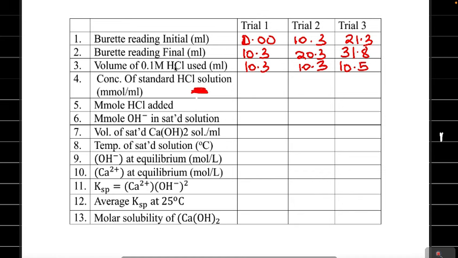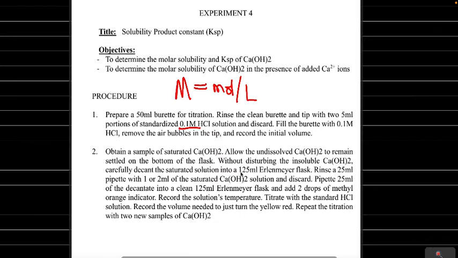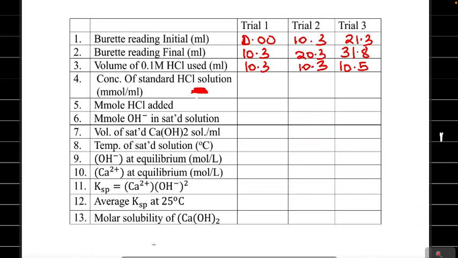Remember, the HCl is what is inside your burette. Don't forget that. The 25 ml of calcium hydroxide is inside your flask. Now, recall that the main purpose of titration is to determine the concentration of one of the reagents. The two reagents we're making use of in this experiment are HCl and calcium hydroxide. The concentration of HCl is known to be 0.1 from here. That of calcium hydroxide is what we're going to be looking for in this experiment.